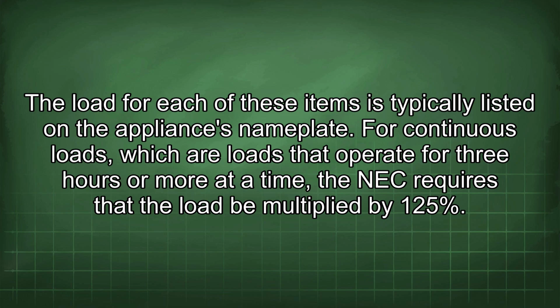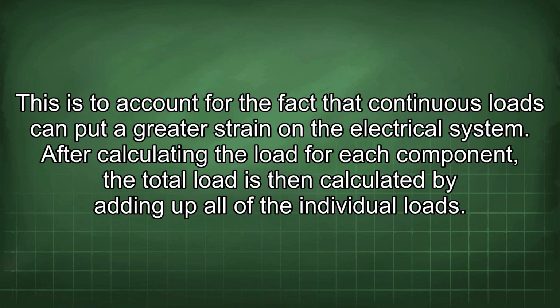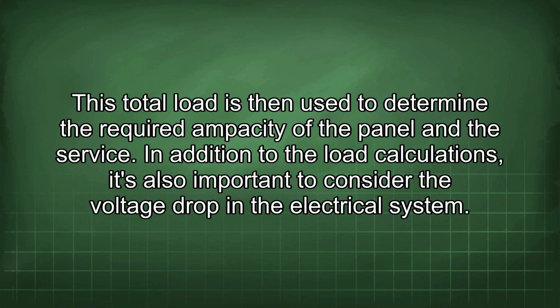For continuous loads, which are loads that operate for 3 hours or more at a time, the NEC requires that the load be multiplied by 125%. This is to account for the fact that continuous loads can put a greater strain on the electrical system. After calculating the load for each component, the total load is then calculated by adding up all of the individual loads. This total load is then used to determine the required ampacity of the panel and the service.